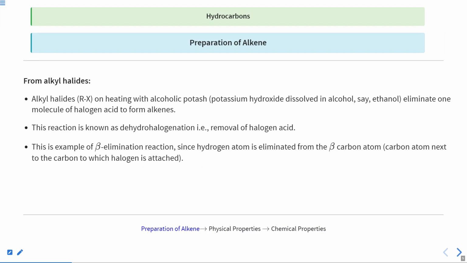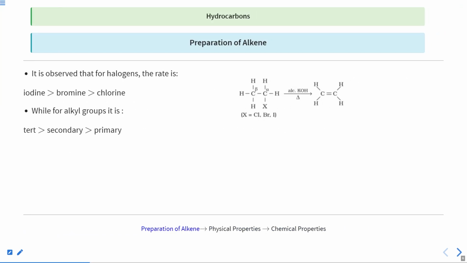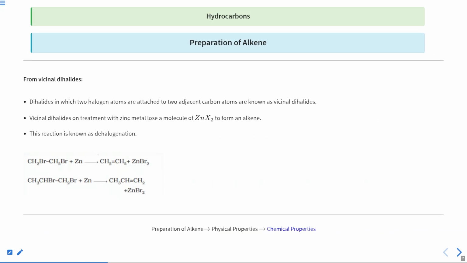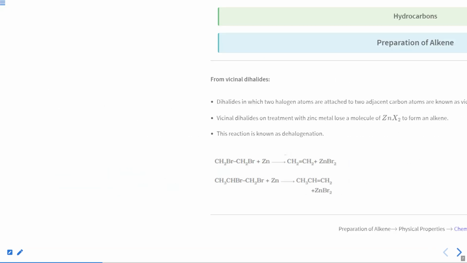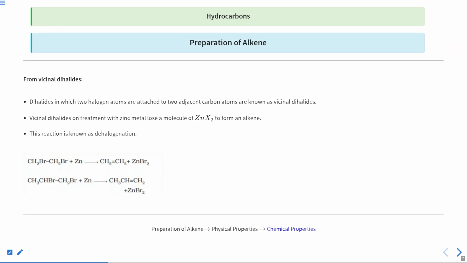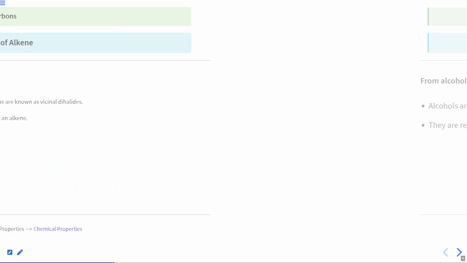Next, we have seen it from alkyl halide, where we did the beta elimination in the presence of alcoholic KOH, and it is good to do the reaction with iodine, then bromine, while fluorine does not give this reaction. In the alkyl group, tertiary is the most reactive, then secondary, and then primary. The third one is from the vinyl dihalide. The previous reaction is called dehydrohalogenation, while this one is called dehalogenation, because in a vinyl dihalide both halogen groups are present on adjacent carbons, and upon reaction with zinc it gives us alkene, plus ZnX2, where X is the halogen that we are taking.